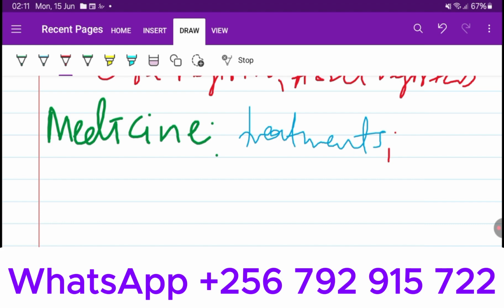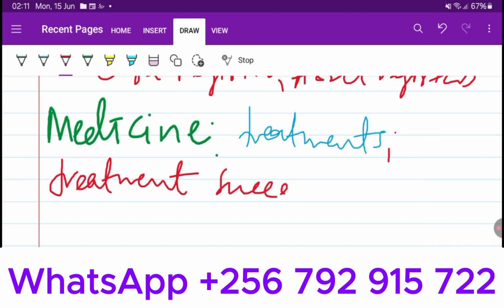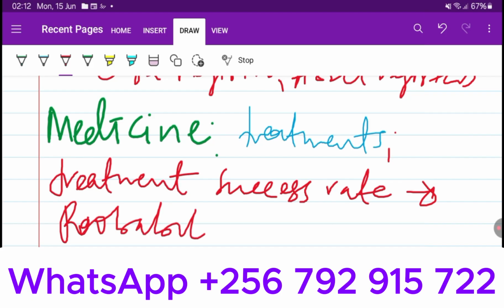So we carry out treatment success rates. And we know for you to be able to carry out the treatment success rates, you have to base on what we call the probabilities. What are the chances of someone going to a hospital and recovering?